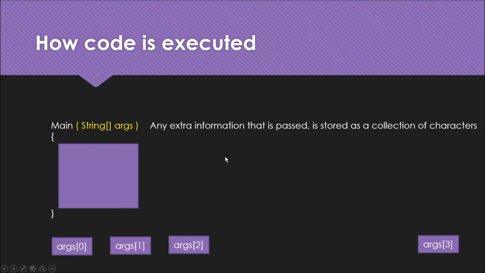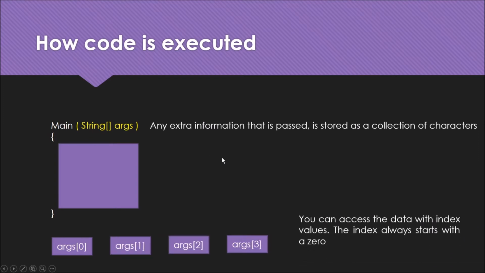So if I pass it one value, like in the previous example where I had passed Umair, I can always access Umair by writing args 0. With this index, it tells me which argument I am referring to.